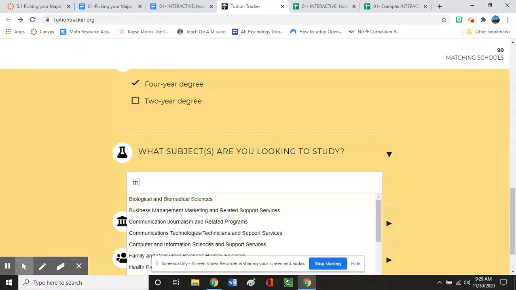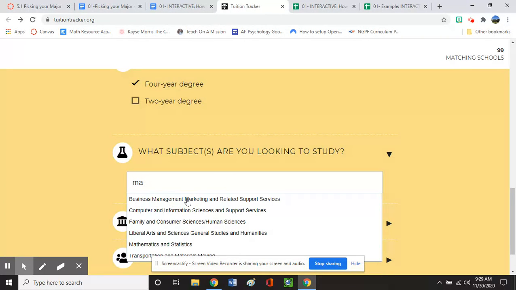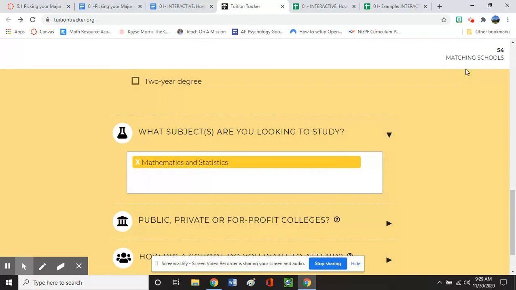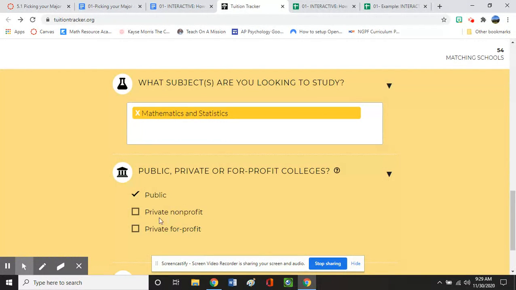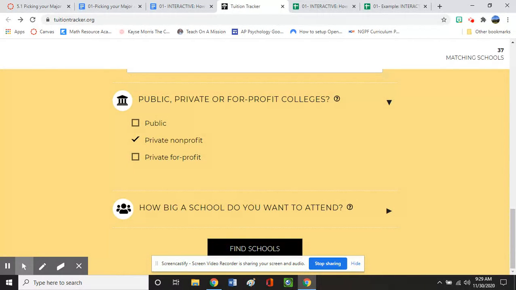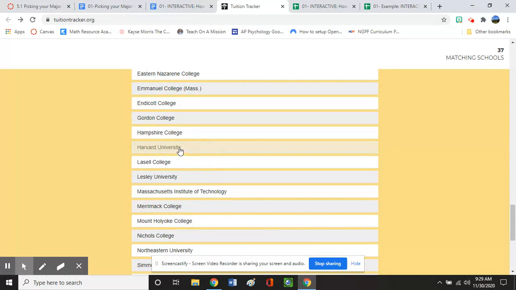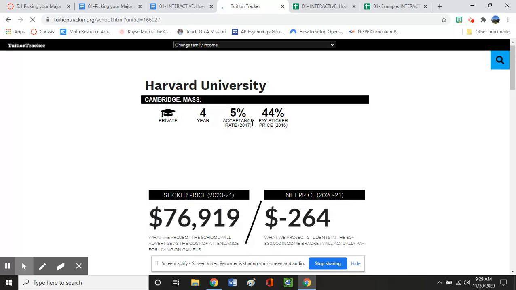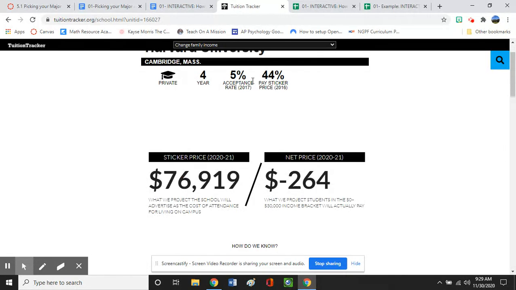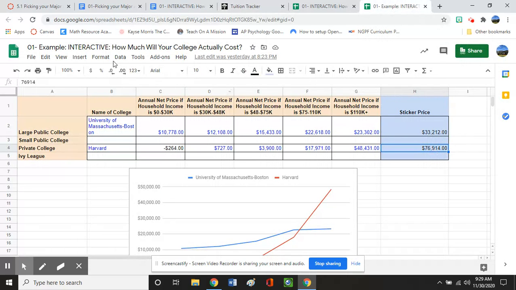So let's see here. Oh, there it goes. Okay, so now I finally have math and statistics again, now limited down to 54. And this time, instead of public, I'm going to go to private. So 37 schools. Let's make sure that Harvard pops up here. Yay. There's tons of other ones too. So Harvard was my school. It says private now this time. And now it only has a 5% acceptance rate. It's very hard to get into. This is your new sticker price, $76,919. Oh, I need to put a 9 right there.